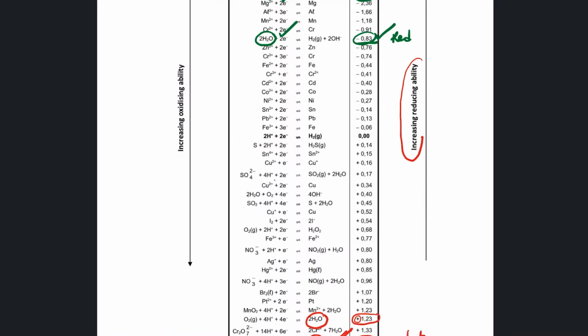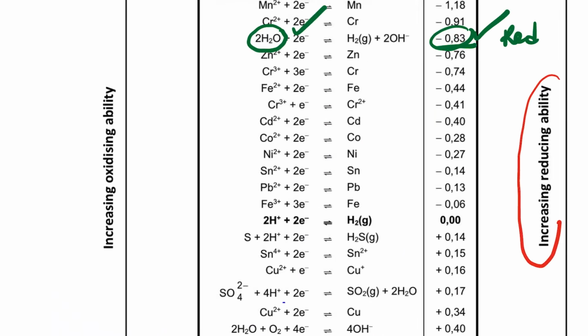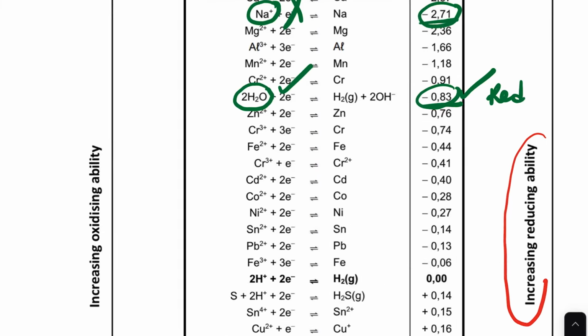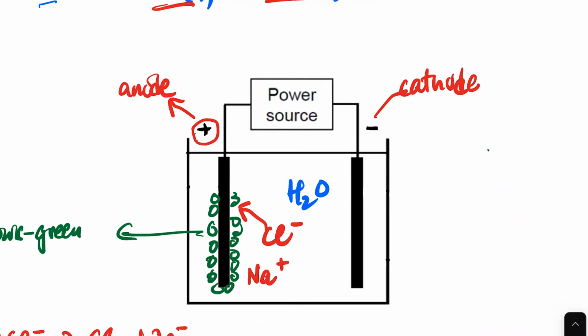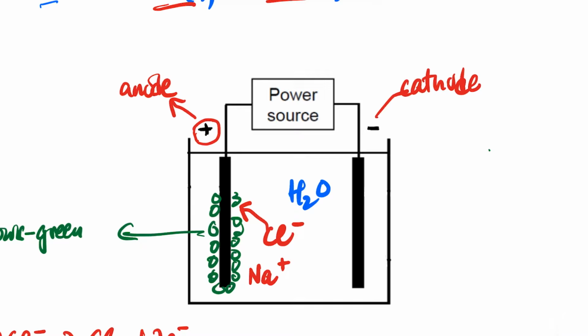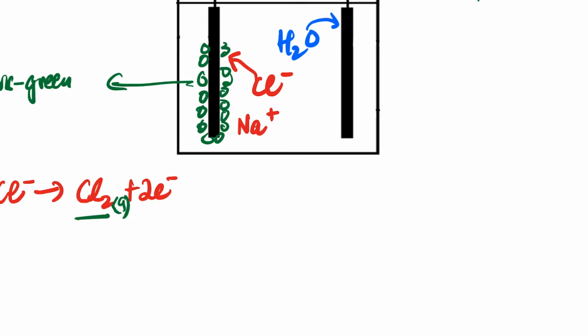And another thing, water here is a stronger oxidizing agent. Water is a stronger oxidizing agent than the sodium ion, which is going to be reduced there. So what's going to happen when water is reduced there? It's going to be water, and then it gets 2 electrons, and then it's going to produce the hydrogen and the OH minus, which is the hydrogen gas.